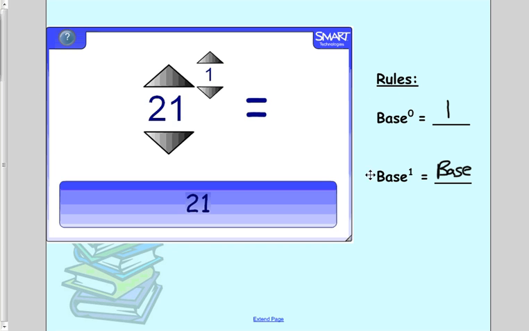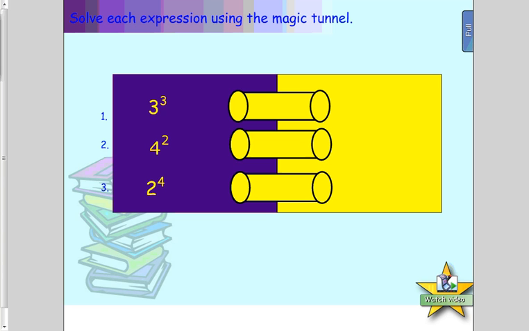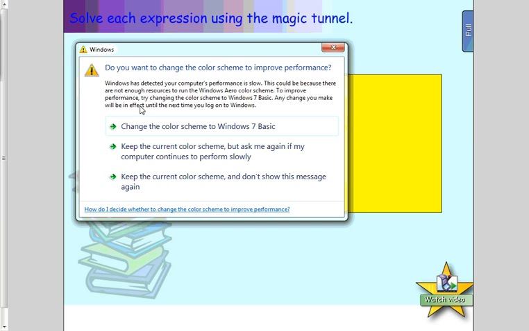These are two really important rules to remember. So again, any base to the power of 0 always equals 1, and a base to the power of 1 always equals the base. All right, let's go ahead and try a few here. We're going to solve these expressions, put them through our tunnel, and take a look at them in factor form and also in standard form. You can see right now they are in what form? That's right, exponential form.